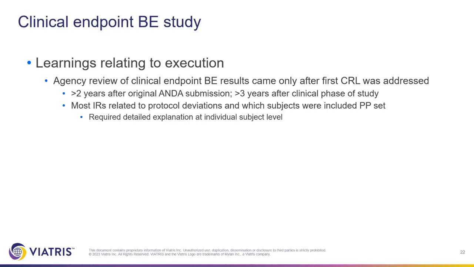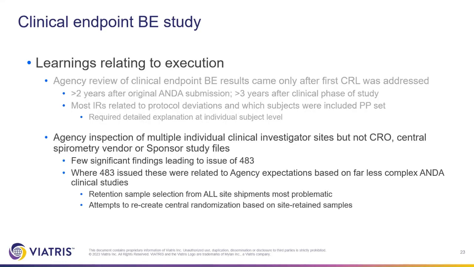Most of the information requests we got from the agency related to protocol deviations and which subjects were included or not included in the per protocol set. And we needed to go back to individual subject data, which we could do, and explain our thinking. The agency inspection focused on multiple individual clinical investigator sites. But the CRO wasn't inspected, and nor was the centralised spirometry vendor, or indeed our sponsor study files.